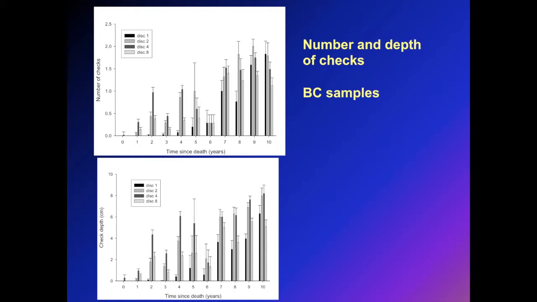It's not the bottom portion of the tree because that area remains more moist and the sapwood has a higher moisture content, so it limits the development of checking.